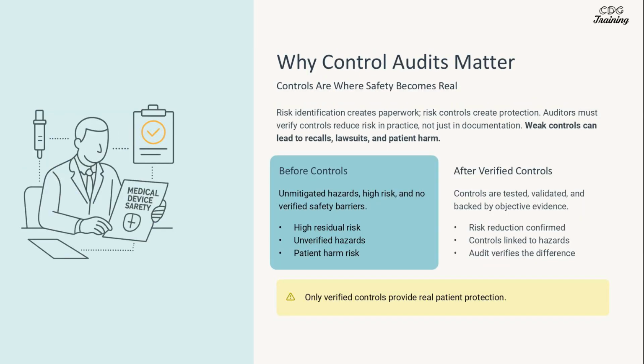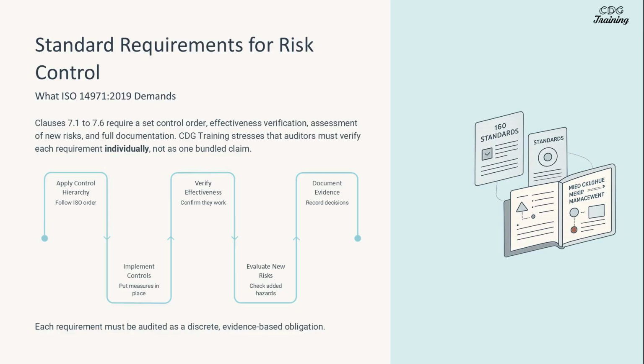Control audits are essential because they transform paperwork into real-world safety measures. Unverified controls can lead to recalls and patient harm, highlighting the need for thorough audits. ISO 14971-2019 demands a detailed approach to risk control, requiring auditors to verify each requirement individually. This ensures comprehensive risk management.